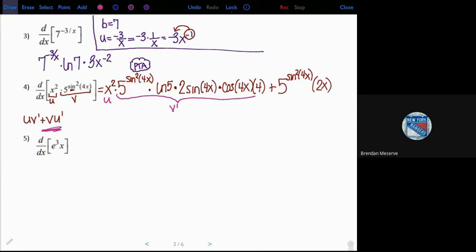I could actually plug that into my calculator and see what 2.718 cubed is. It's just a number. So just like if this was 3x, the derivative would be 3. It's e cubed x, so the derivative is e cubed.